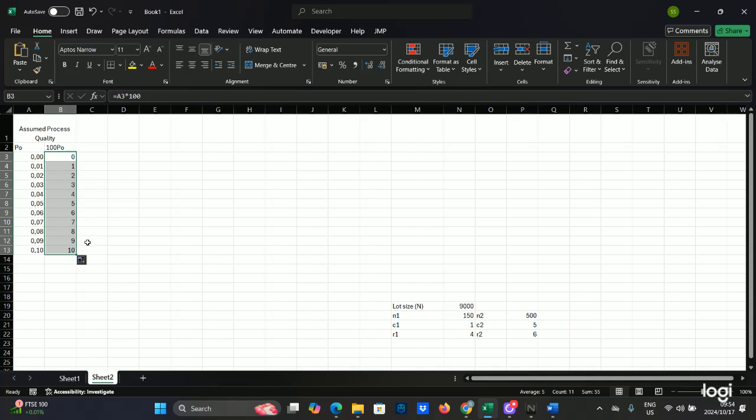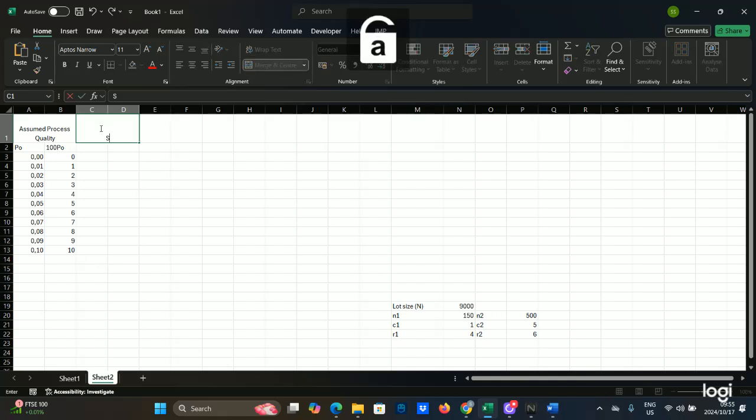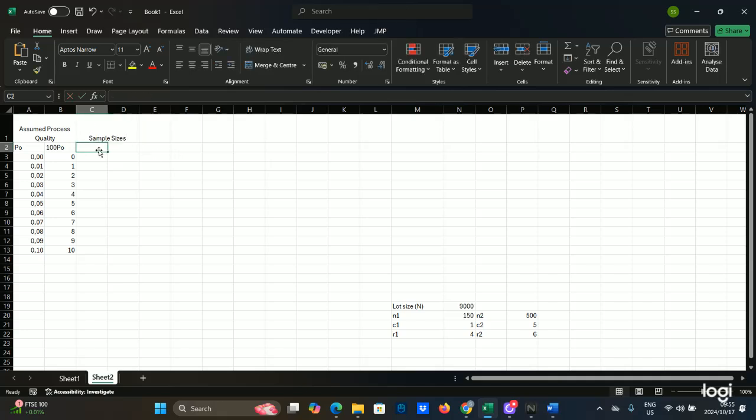After you are done with that, since you have two sample sizes, you have to take that into consideration. So we're going to write both of them here. Just here on the top column, I'm going to write sample sizes. So now we have our sample size for the first plan, and then we have a sample size for the second plan.